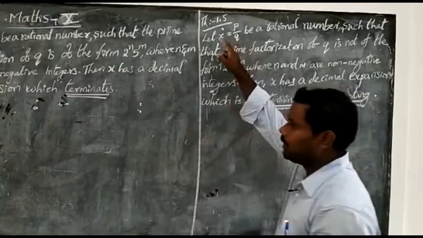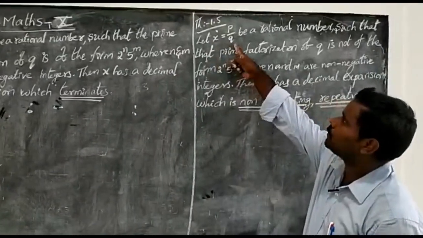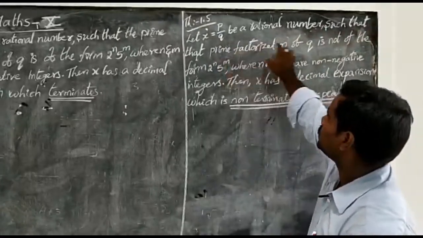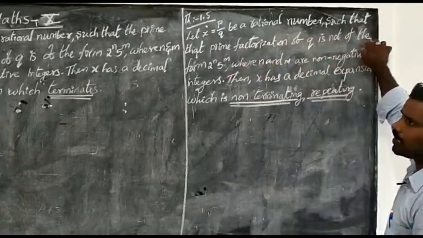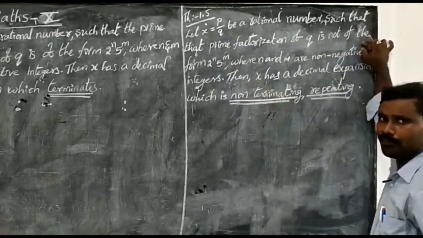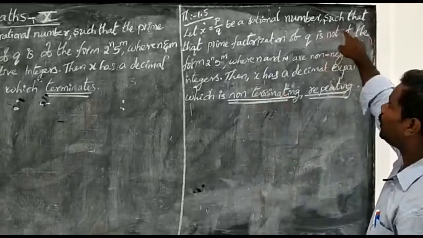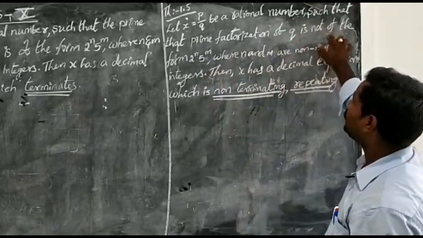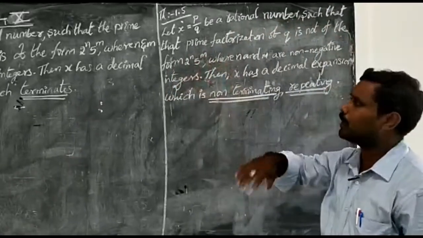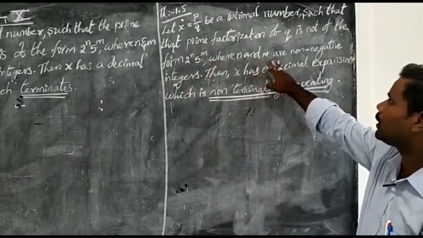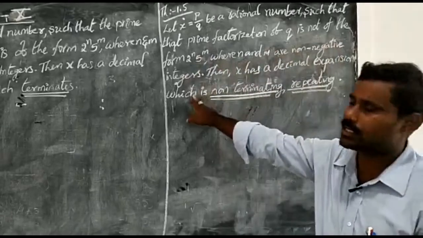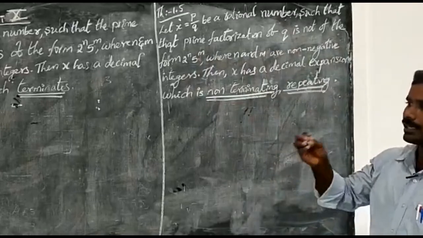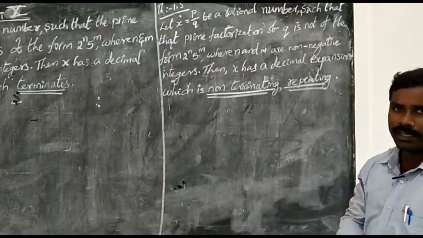Once observe again. Let x is equal to p by q be a rational number such that the prime factorization of q is not of the form. Before, in 1.3 and 1.4, it is of the form 2 power n into 5 power m. But now in this case q is not of the form 2 power n into 5 power m, where n and m are non-negative integers. Then x has a decimal expansion which is a non-terminating repeating decimal.